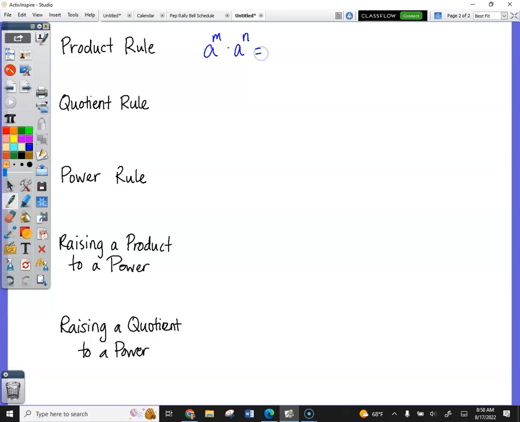If the bases match, you can write it as one base, and the rule when you are multiplying bases that are alike with powers is you add the exponents. You add the exponents. You already know this. I'll show you a way to remember it too.